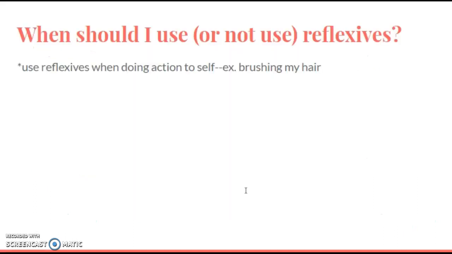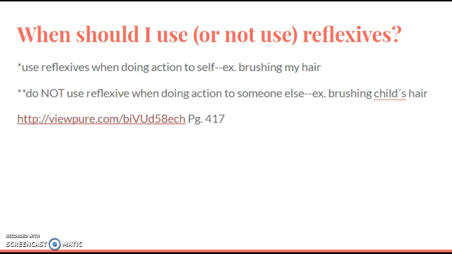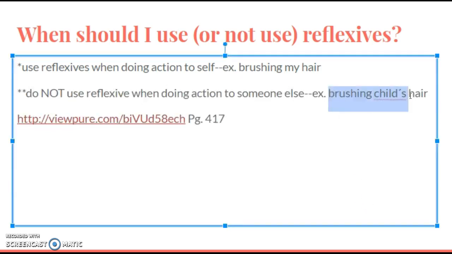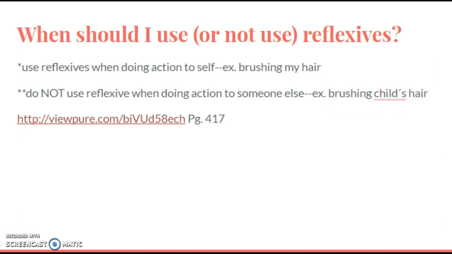So you use reflexive verbs when you do something to yourself. So for instance, if you're brushing your hair, that's something you do to yourself. So that's when you have to use that SE part that comes at the end. However, if you're doing the action to someone else, like for instance, if you're brushing someone else's hair, you would not use the SE because you're not doing it to yourself.